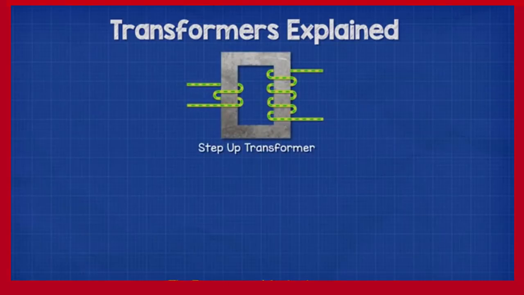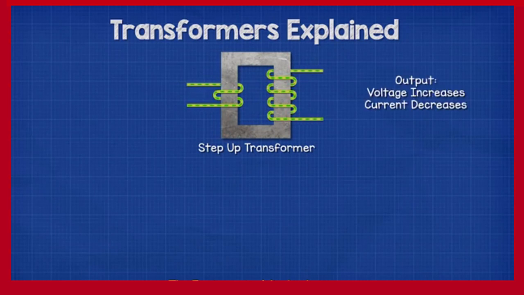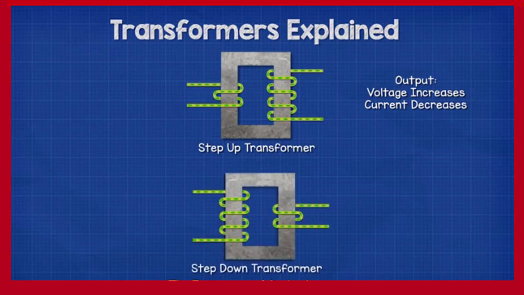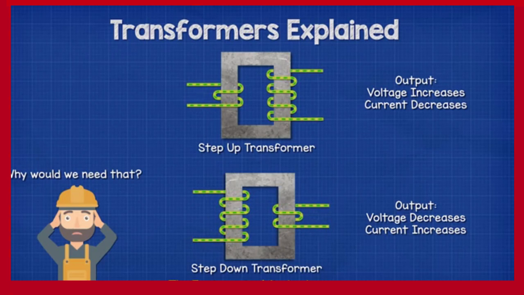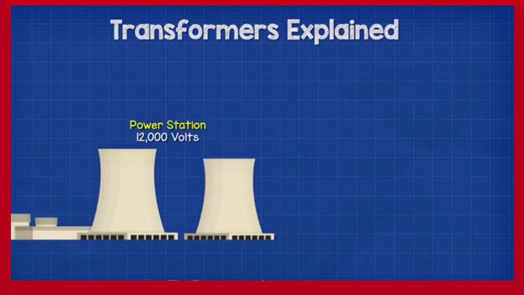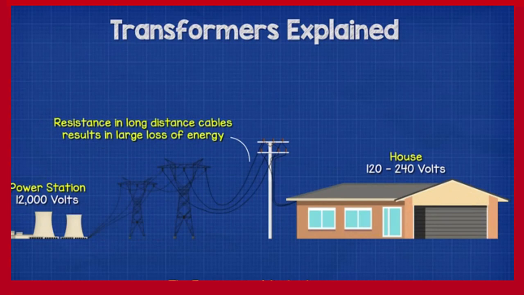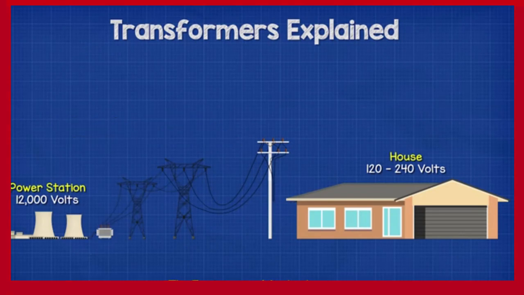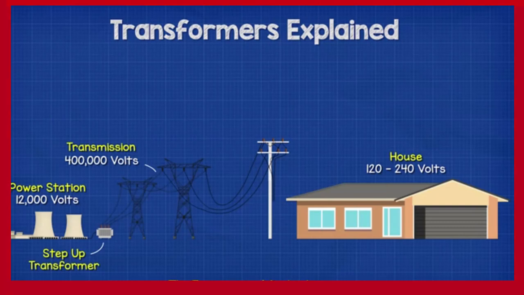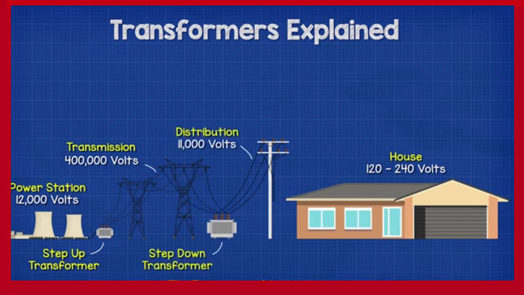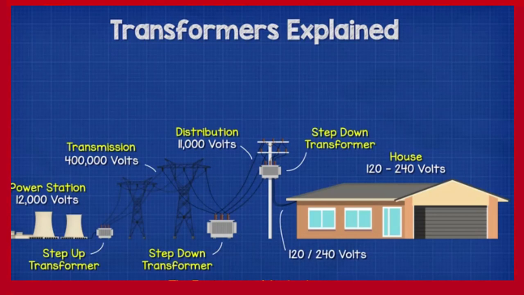Okay, so if we use something called a step up transformer, then we can increase the voltage on the output. If we use a step down transformer, then we can decrease the voltage on the output. But why would we want that? Well, the power station might be producing 12,000 volts, but your home needs between 120 and 240 volts. The power station is probably a long distance away, so there's going to be a lot of resistance in the cables, resulting in huge losses of energy on the way. So instead, we use a step up transformer to increase the voltage to around maybe 400,000 volts. Then as we reach the town, we use a step down transformer to reduce this back to around 11,000 volts for local distribution. And then we reduce it again down to around 240 volts for our homes.